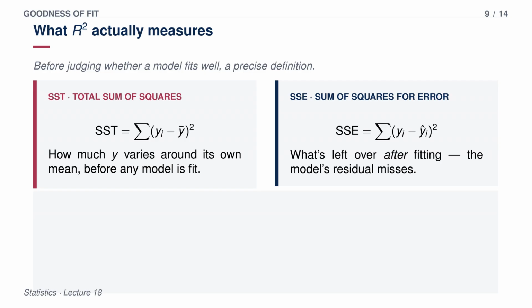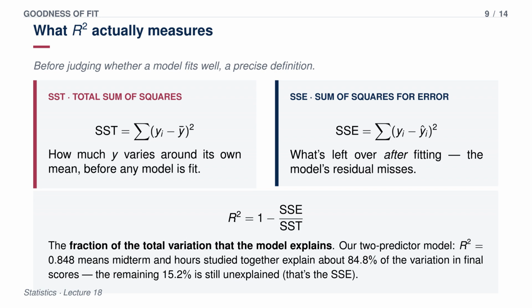And R squared is just 1 minus SSE over SST. Our two-predictor model had an R squared of 0.848, meaning midterm and hours studied together explain about 84.8% of why finals varied. The other 15.2%, that's the SSE, still sitting there unexplained.